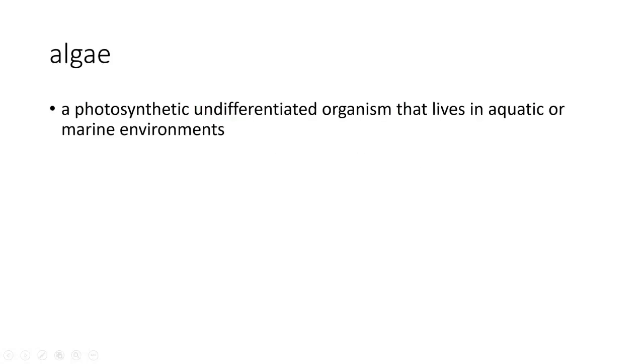Algae basics. Let's look at what algae are and how they do what they do in a basic sort of way. Algae are basically photosynthetic, undifferentiated organisms that live in aquatic or marine environments. Photosynthetic, so they give us the root of plants. They are undifferentiated, which means they don't have a lot of organization or structure to them. They're rather simple. And they live in aquatic, which is freshwater, or marine, which is saltwater environments.